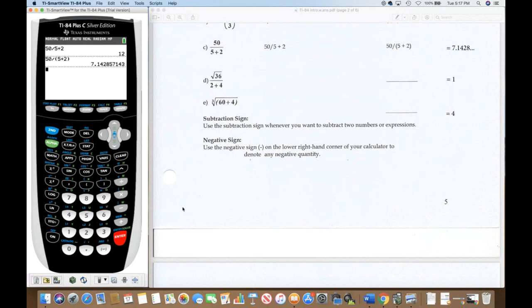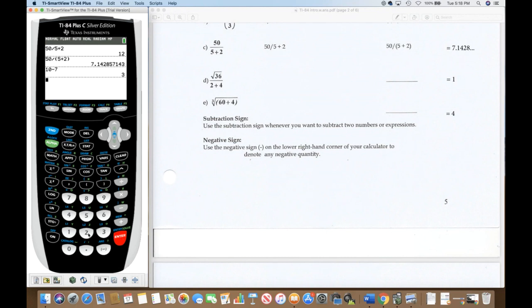I'm going to do 10 subtract 7. Enter 10. On the right-hand side of your keyboard, you see subtract. That's the operation subtraction. I hit that, and then 7, and we get what we expect, 3.